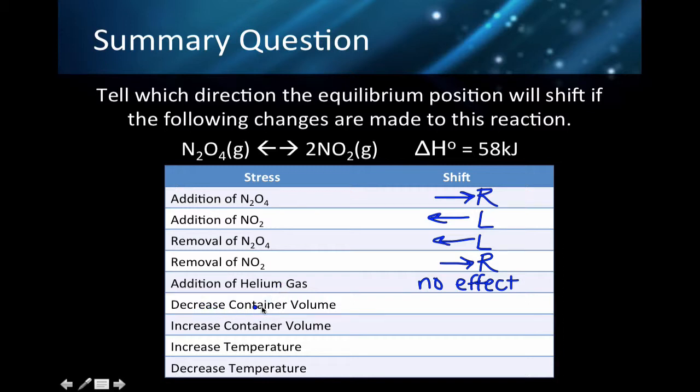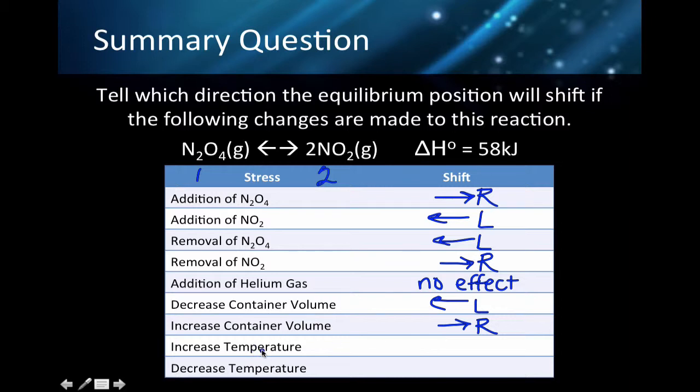If you decrease the container volume, when I'm looking at decreasing or increasing volume, that's when you have to look at total number of moles of gaseous molecules. So when I do this, I have 1 on the reactant side and I have 2 on the product side. So if I'm making the volume smaller, it shifts to the smaller number of gaseous molecules, so that would be a shift to the left. Increasing it, it's going to shift to the side that has more, which is to the right.